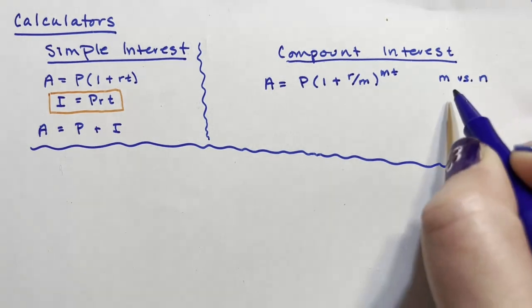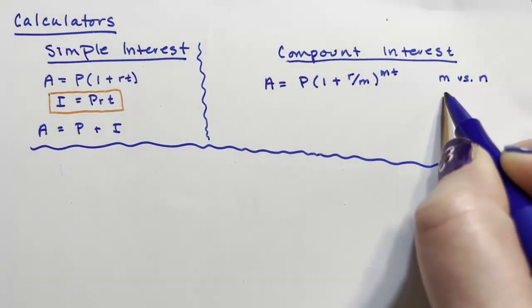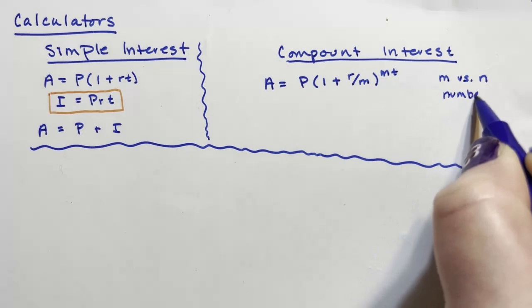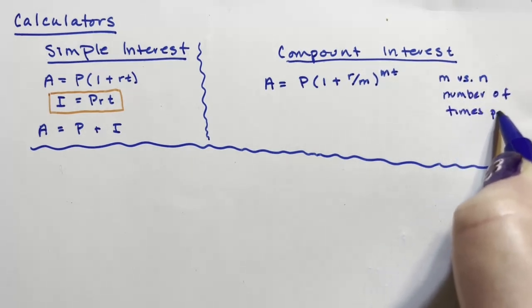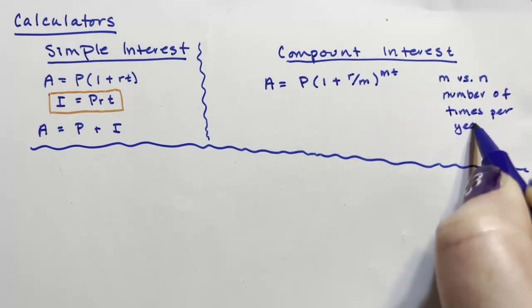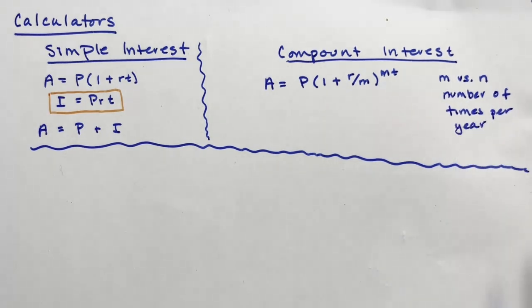Either way, this is just the number of times per year. And it's always an integer. So if it's monthly, it's 12. If it's quarterly, it's 4. It is never a decimal. It's never a fraction. It is always an integer.